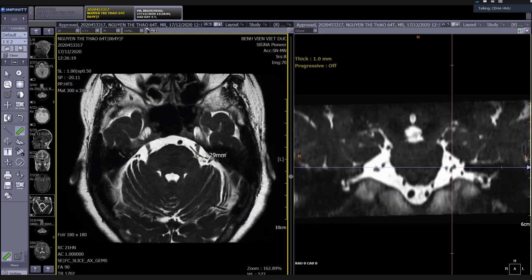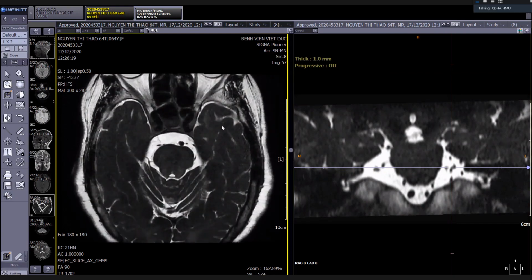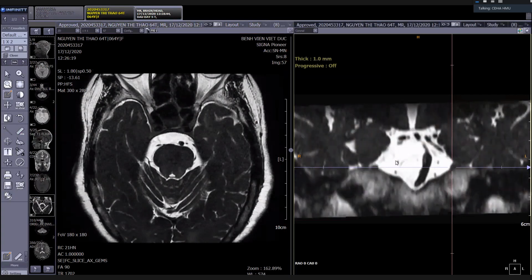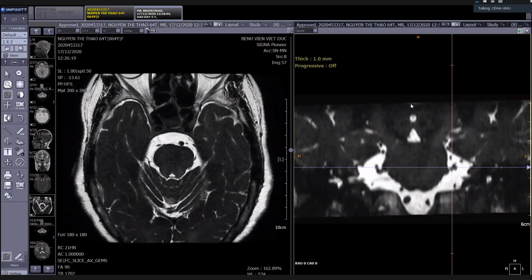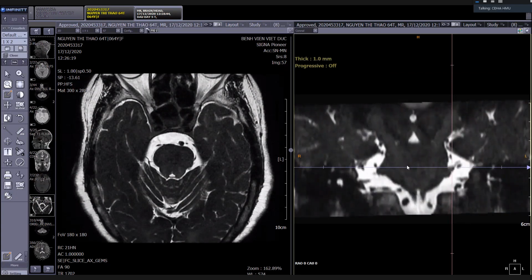3.3 millimeter. Okay, so identify root entry zone. What is the kind of value for the trigeminal nerve for the REZ region? Root entry and join. And transition zone.